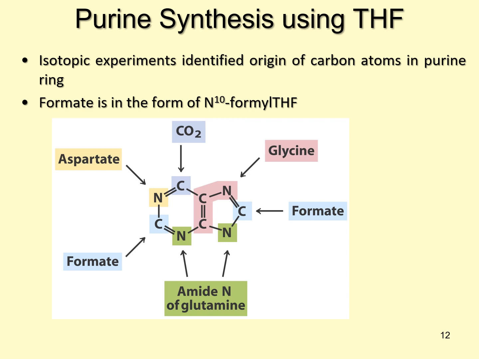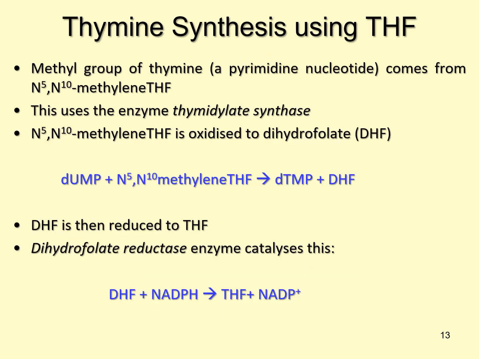Tetrahydrofolate is also used for the synthesis of purine. Isotopic labeling identified the origin of the carbon atoms in the purine ring. Formate is in the form of N10-formyl tetrahydrofolate, and the nitrogen in the purine can be from the amide of glutamine, and aspartate, glycine, and formate, in the presence of carbon dioxide, are also used as components of this purine synthesis using tetrahydrofolate.